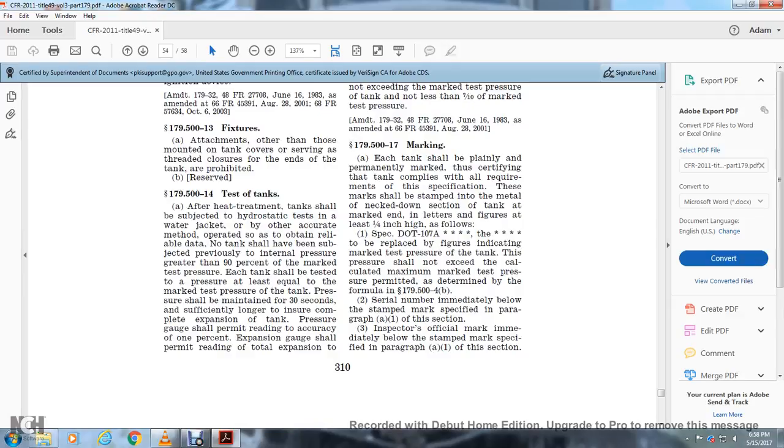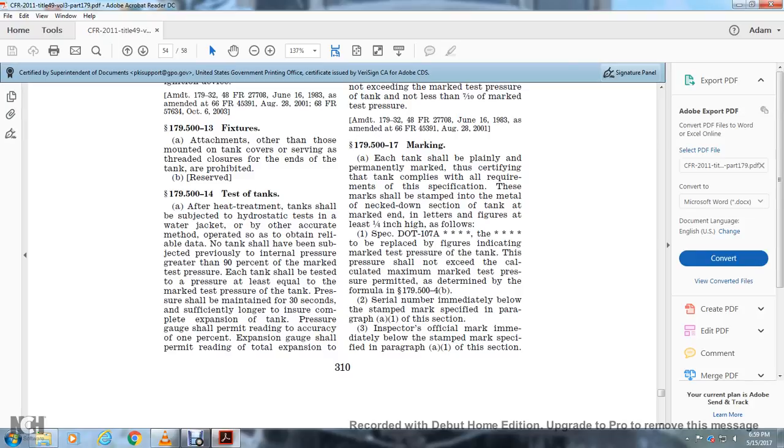179.517 Marking. Each of the tanks shall be plainly and permanently marked certifying that the tank complies with all the requirements of the specification. The mark shall be stamped into the metal of the neck down section of the tank at the marked end, with letters and figures at least 1/4 inch high, as follows. Specification, followed by figures indicating the marked test pressure of the tank. The pressure shall not exceed the calculated maximum pressure permitted, determined by the formula in 179.504B.